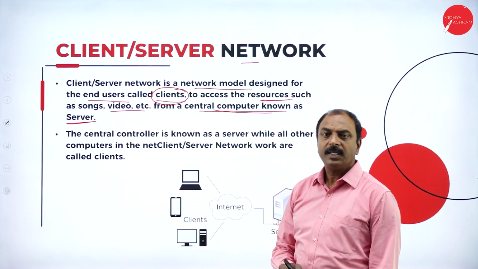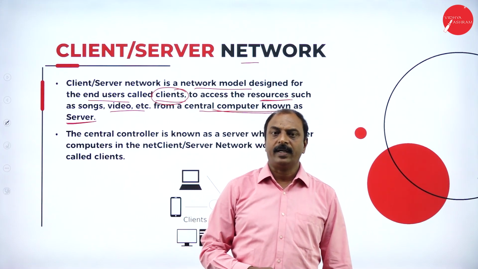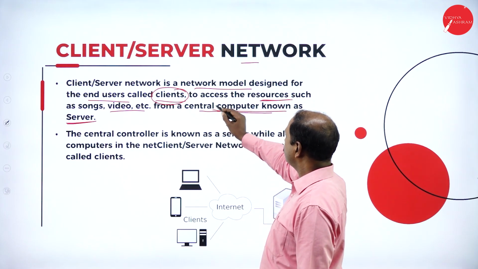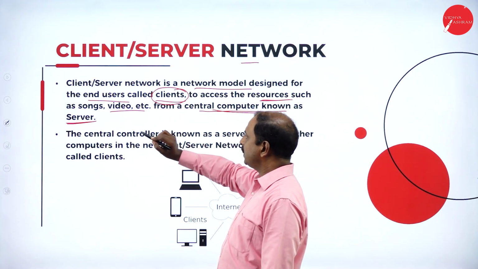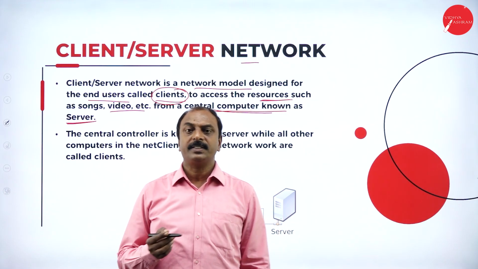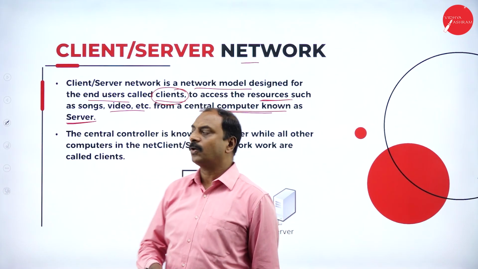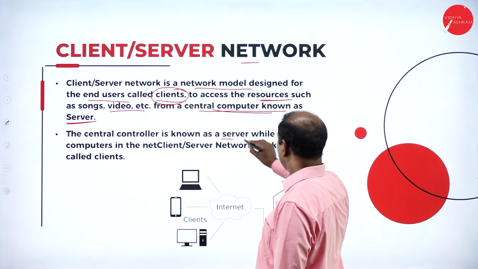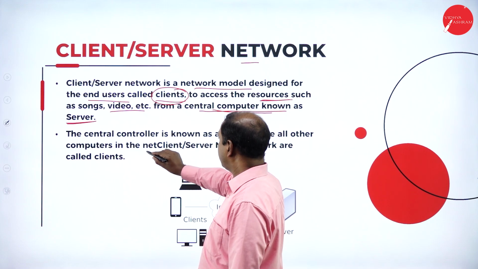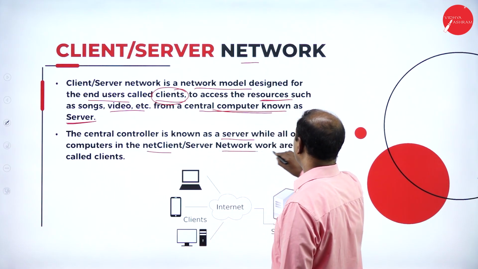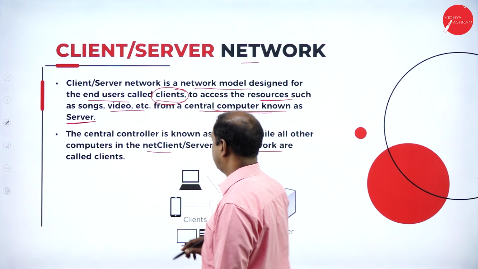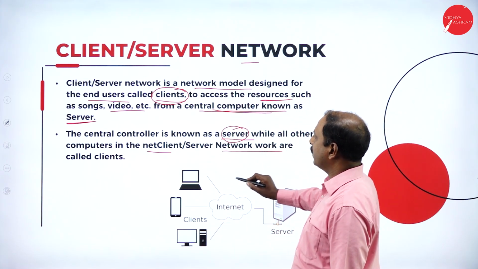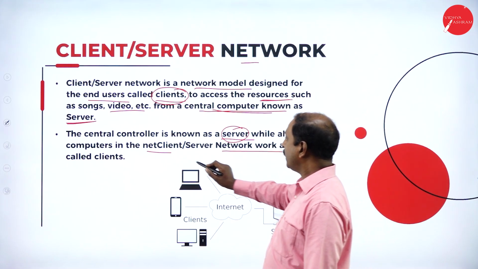So the meaning here is there are two terms. One is server and one more is clients. The server is a computer where all the resources are available to the users, and the users who are accessing the resources from the server are called clients. So the central controller is known as a server, while all other computers in the network are called clients. Here the central computer is known as server and all other systems are called clients.